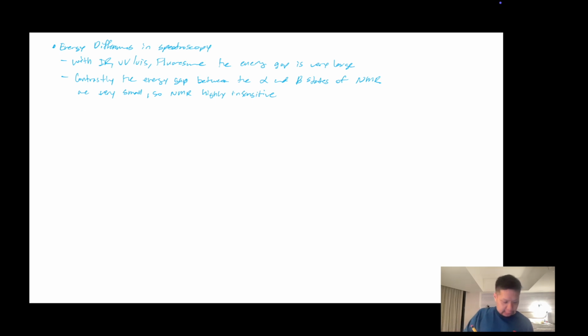So let's talk about this in a physics context. If we have energy here, and we have two states, the ground state and the excited state, in NMR we would call these the alpha state and the beta state. The gap between these two states is known as the change in energy. So this is the energy gap.